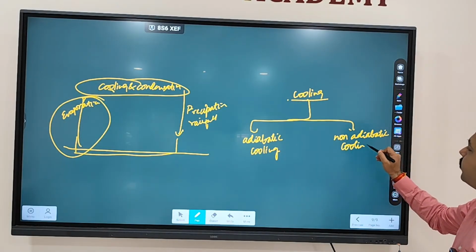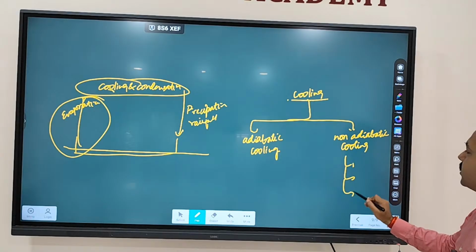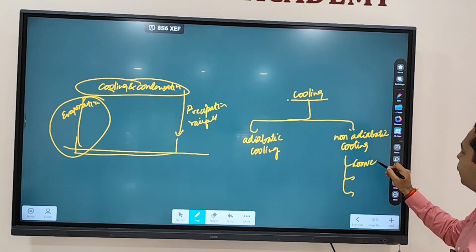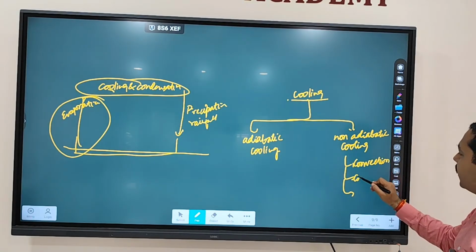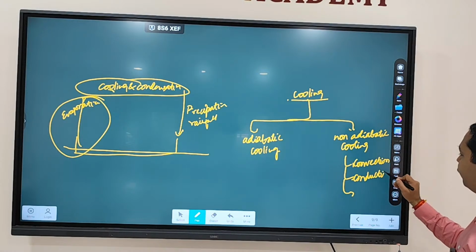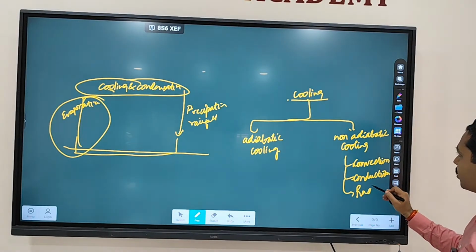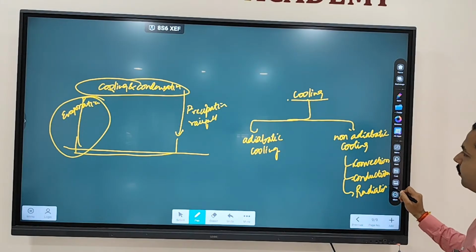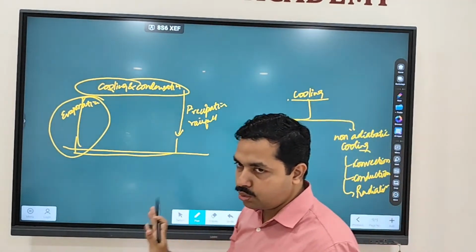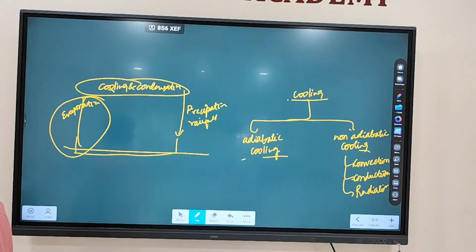Now, how does non-adiabatic cooling take place? Through the processes we discussed: convection, conduction, and radiation. These are the processes of non-adiabatic cooling. So there are two types of cooling through which condensation happens, non-adiabatic cooling and adiabatic cooling. Fine. So what is adiabatic cooling? Anyone? What is non-adiabatic cooling? Earlier we discussed adiabatic lapse rate and non-adiabatic lapse rate.